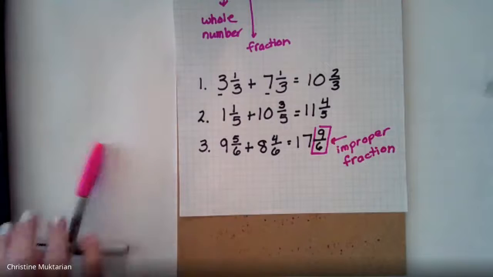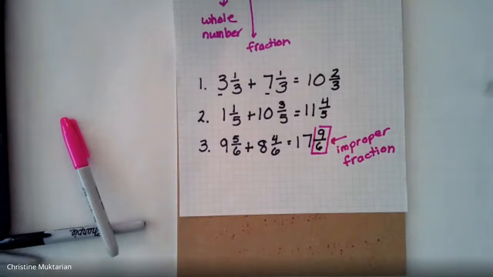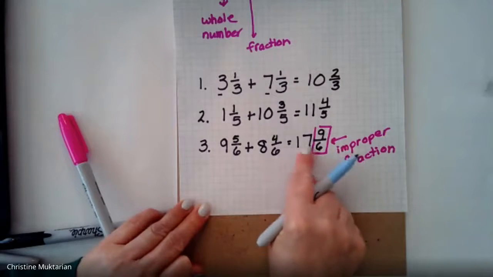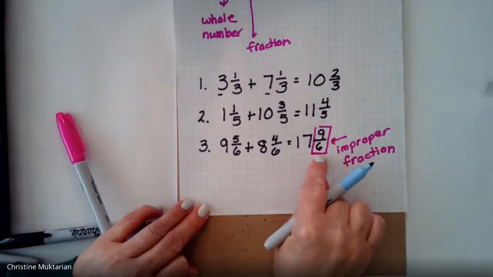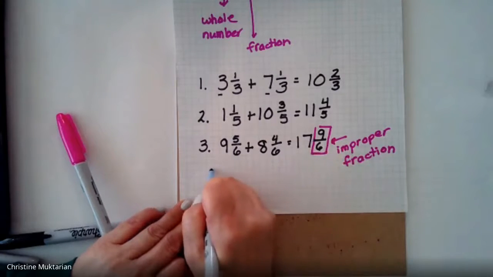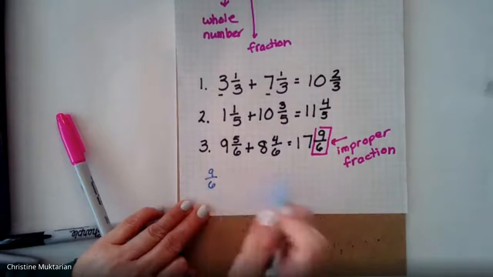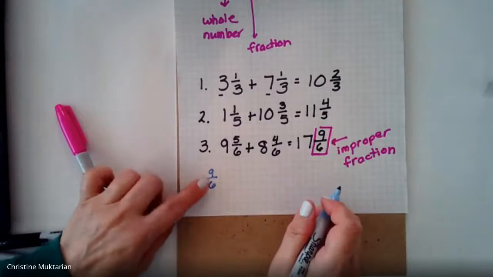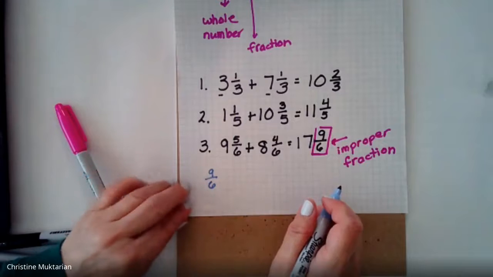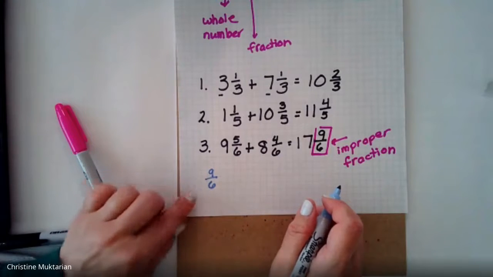I'm going to go ahead and grab another color marker. Okay, so we're going to ignore the 17, the whole number for right now. We're going to work with the 9/6. I'm going to move it down here. And what we need to do is we need to convert or change the 9/6 into a mixed number.